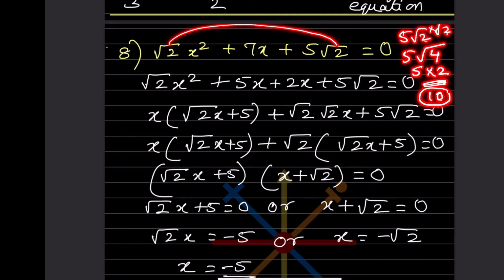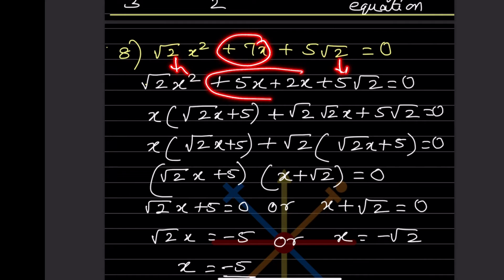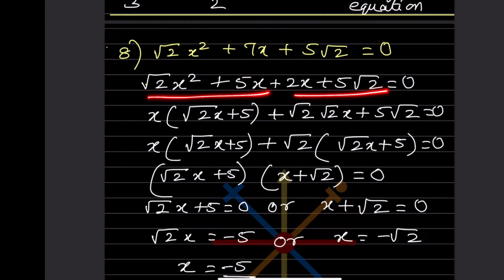Now see here, we are going to take the factors of 10 to make it 7. So you know the factors of 10: 2 5s are and 5 1s are, but we want plus 7. So plus 7 means plus 5 plus 2 is going to be 7. So this will be as it is, and this is going to be plus 5x plus 2x. Hope this is clear. So now from here what we can take, x is common, root 2x plus 5 will go in the bracket.